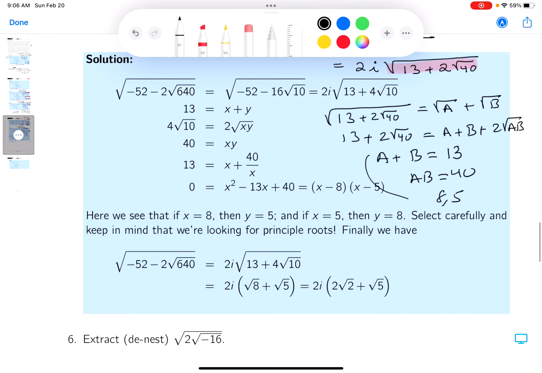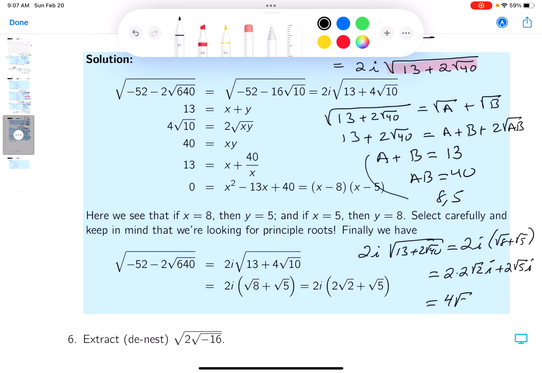All right, so what do I have now? The problem is 2I times the square root of 13 plus 2 root 40. I just broke it up, so it's 2I, and what's it going to be? Well, whether you put root 8 or root 5 first doesn't matter. I'll put root 8 plus root 5. That's pretty simple. Look at the key later. This is going to give me, let's see, 2 times root 8, which is 2 root 2, right? We'll simplify that later. Then what do you get over here? 2 root 5I. Let me simplify it. You're going to get 4 root 2I plus 2 root 5I.